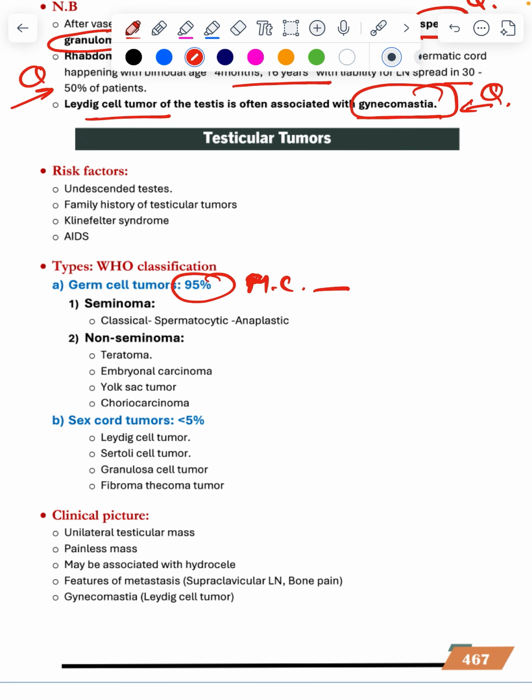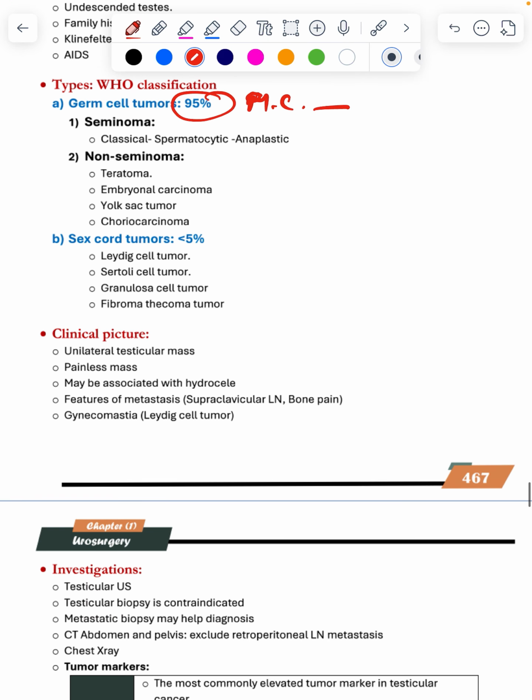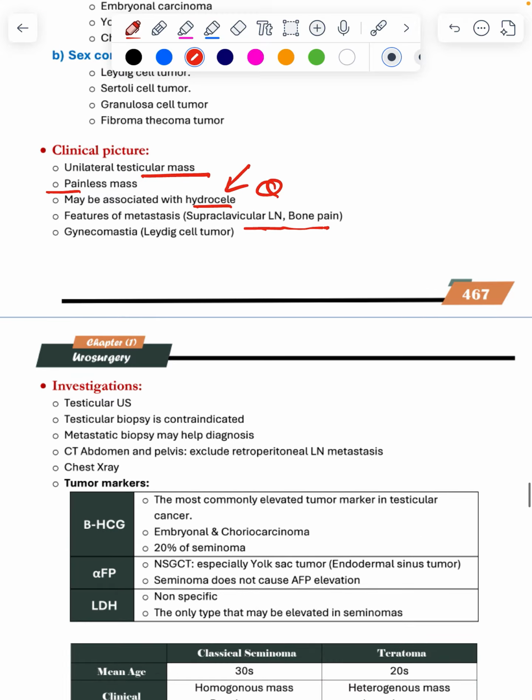Seminoma. Germ cell tumors are more common. Most common germ cell tumor. Among that, seminoma, non-seminoma, teratoma, embryonal, yolk cell carcinoma, and all that. Clinical picture, a mass is there. Painless. Hydrocele can be there. This is a question.